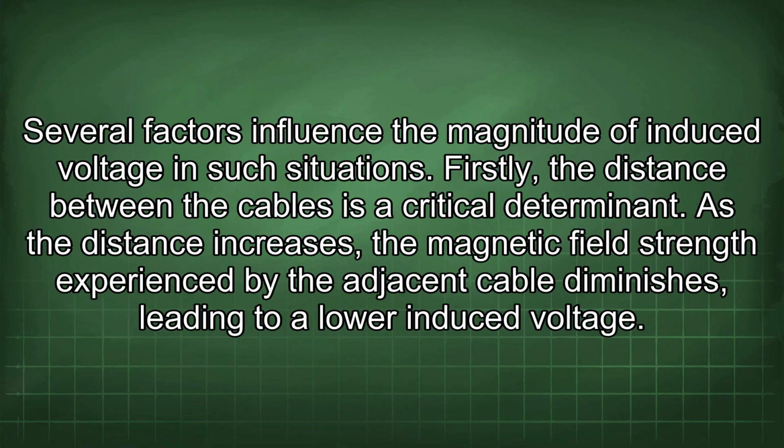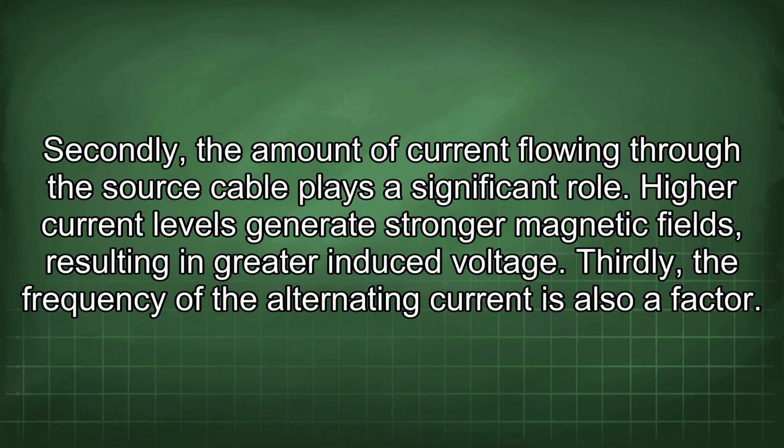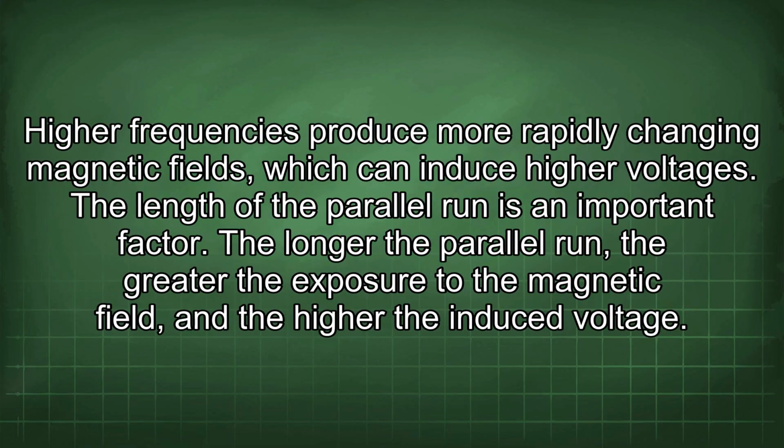Several factors influence the magnitude of induced voltage in such situations. Firstly, the distance between the cables is a critical determinant. As the distance increases, the magnetic field strength experienced by the adjacent cable diminishes, leading to a lower induced voltage. Secondly, the amount of current flowing through the source cable plays a significant role. High current levels generate stronger magnetic fields, resulting in greater induced voltage. Thirdly, the frequency of the alternating current is also a factor. Higher frequencies produce more rapidly changing magnetic fields, which can induce higher voltages.